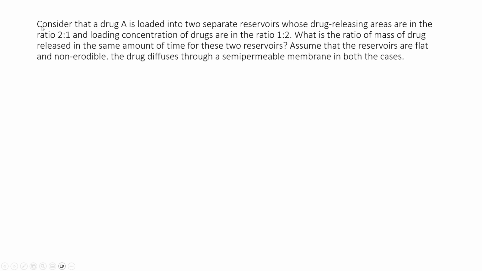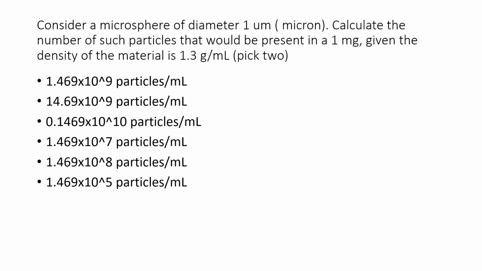So if you double the concentration and halve the releasing area, or if you keep the concentration the same and increase the releasing area, in both cases for a given amount of time t, the same amount of drug is being released. That's the question. And the next question is: consider a microsphere of diameter 1 micron.